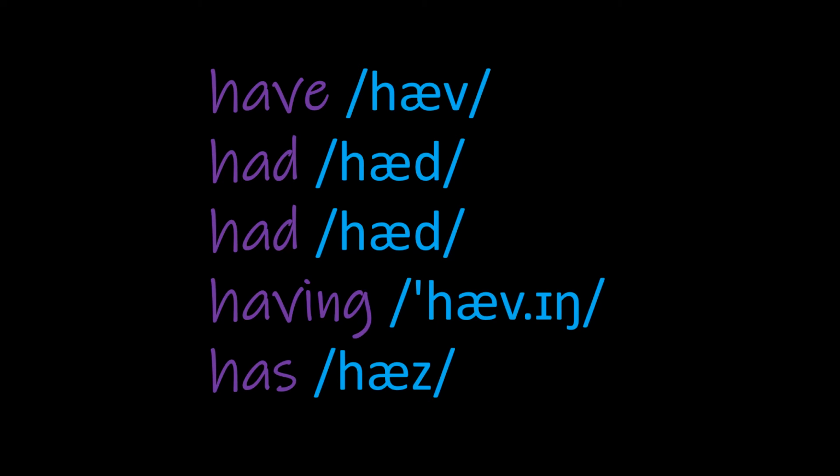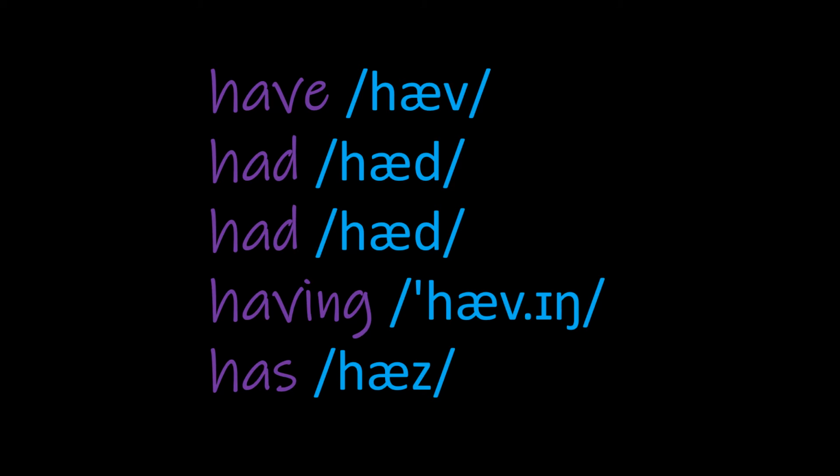So our basic form have ends in a v sound, which is a voiced consonant. So even though we need to write that letter E, we're not saying it. Our past simple and past participle both end in that d. Having, of course, ends with that lovely ing sound up in the nose.